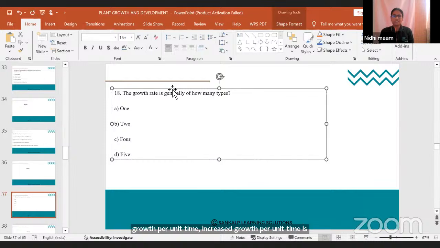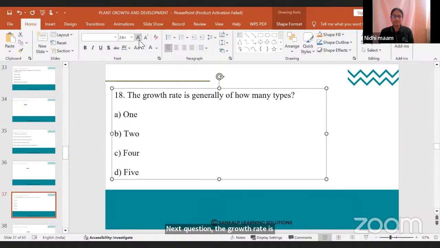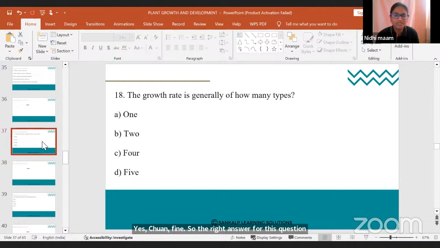Next question. The growth rate is generally of how many types? A 1, B 2, C 4, D 5. Yes, Bhimabai Ambedkar, Aishwarya KM are active on YouTube. The growth rate is generally of how many types? Sharath, Impana answered it. Good. Bhuvan, Navyashri, Bhavana, Varun Raj, Yashwant. Fine. So the right answer for this question is option B, that is 2. It is mainly of 2 types.